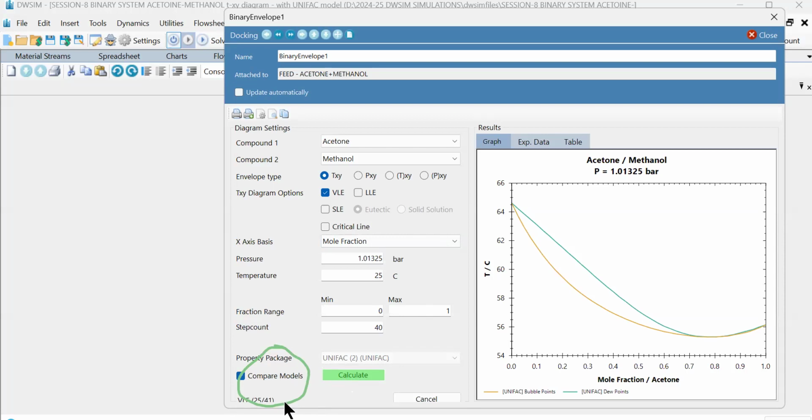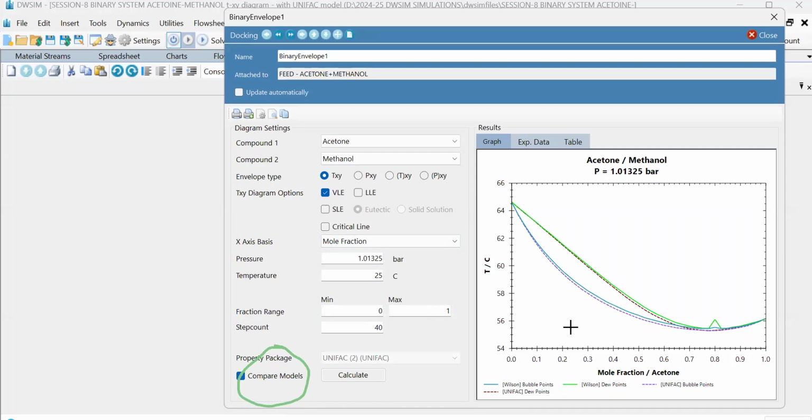It is calculating actually. There are total 41 points. Yes, see, now it has given the two graphs in one, that is the data using Wilson as well as using UNIFAC. Okay, let me remove this. Now the next one is T of XY, that means from the generated TXY curve, only this XY is projected and drawn again separately. So how do we do that?